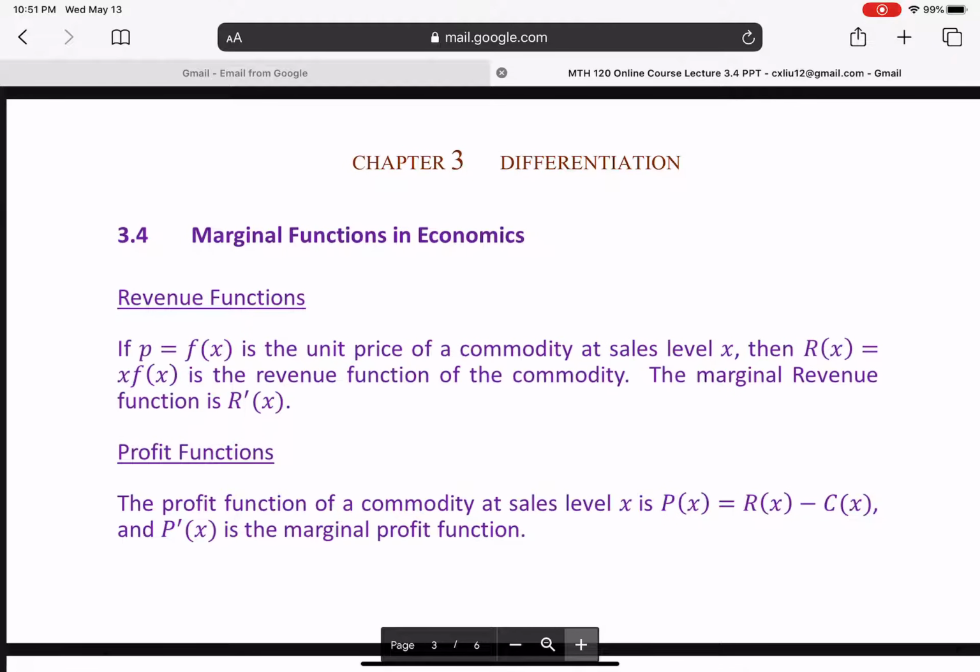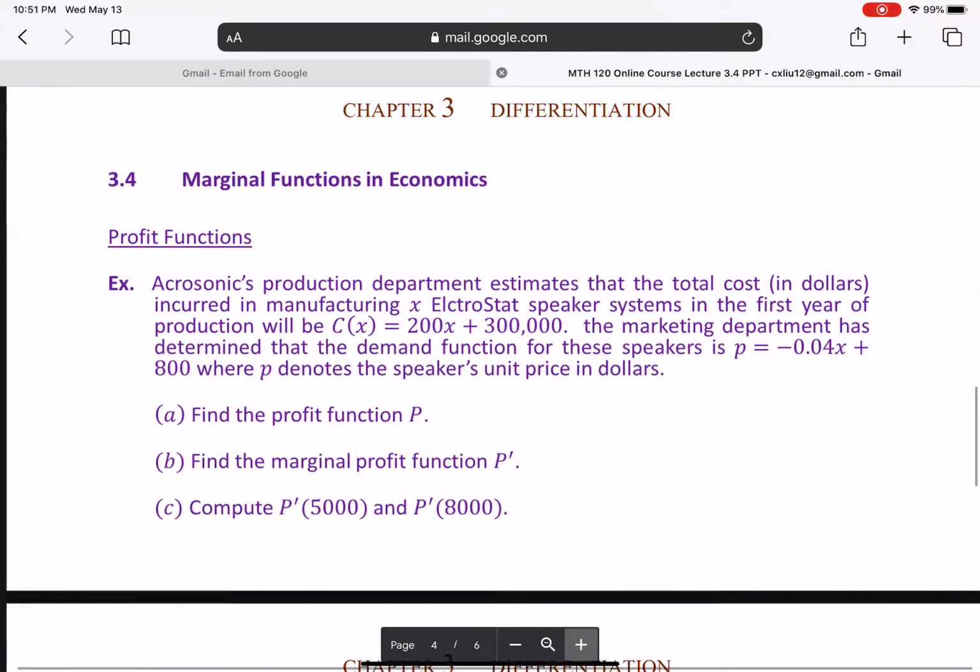Now let's talk about the revenue functions and the profit functions. If P equal to f of X is the unit price of a commodity at sales level X, then R equals X times f is the revenue function of the commodity. So the sales level X times the unit price. And the marginal revenue function is just the derivative of R. The profit function of a commodity at the sales level X is P equal to R minus C. So that's just the difference between the revenue and the cost. And P prime is the marginal profit function. Okay, let's do another example.